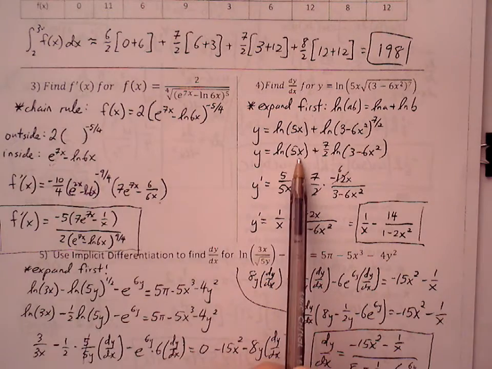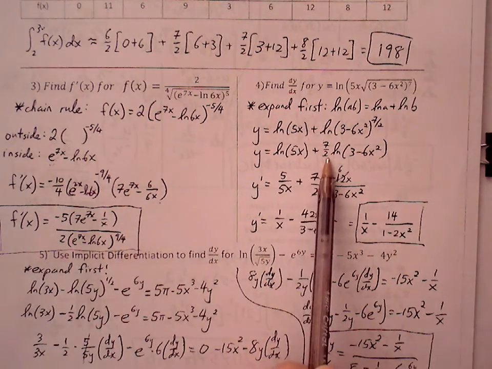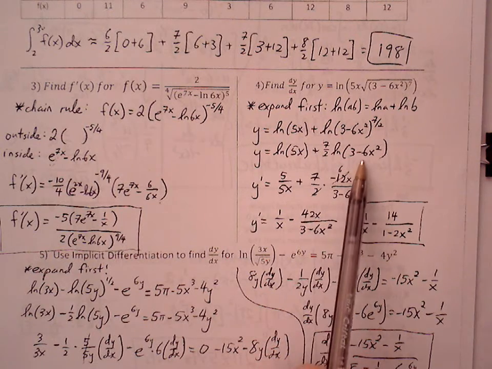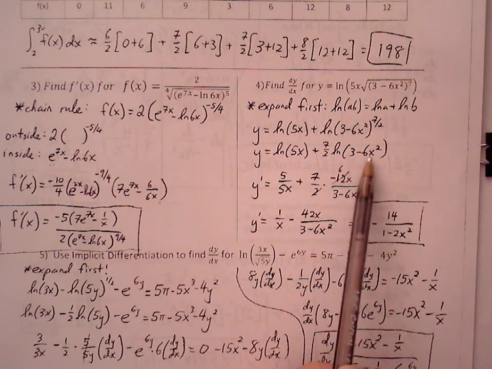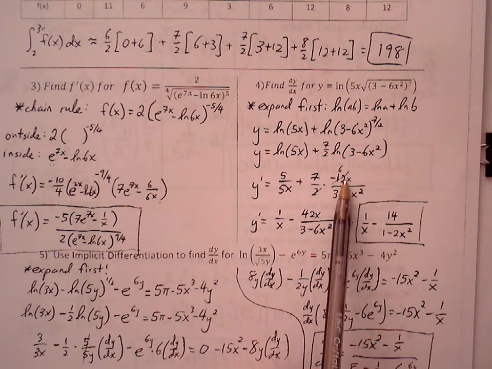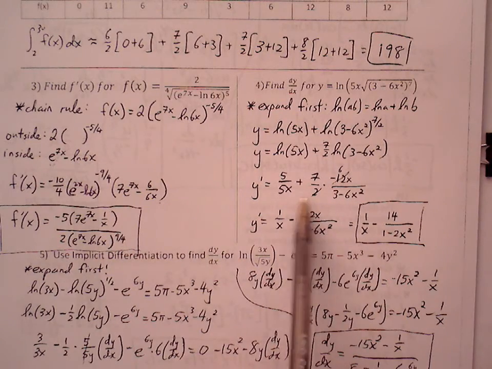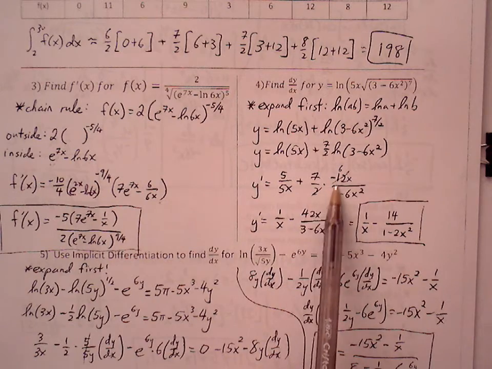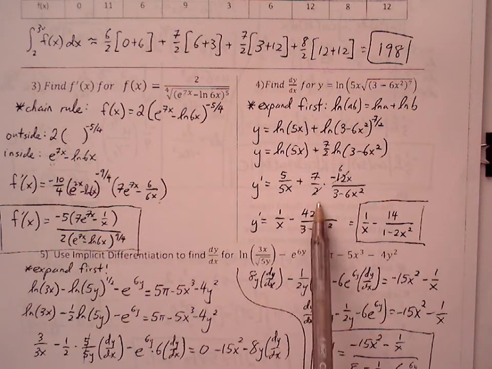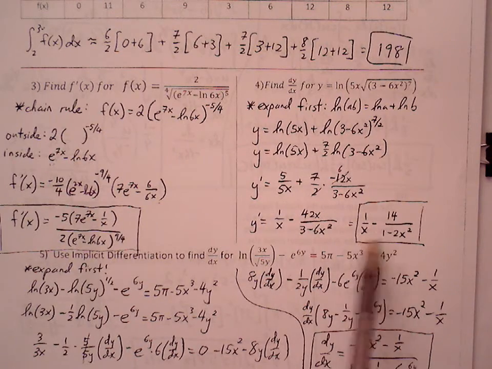So 5x becomes u prime over u, 5 over 5x. For the second expression, 7/2 stays, and then we do u prime over u for our parentheses. So the derivative for 3 is 0, the derivative for negative 6x squared is negative 12x, divided by 3 minus 6x squared. Clean this up a little bit more. The 5 over 5x becomes 1 over x, and then we can cancel out the 12 and the 2 and push these to be under the same fraction, but we can leave these two ultimately in two separate fractions.